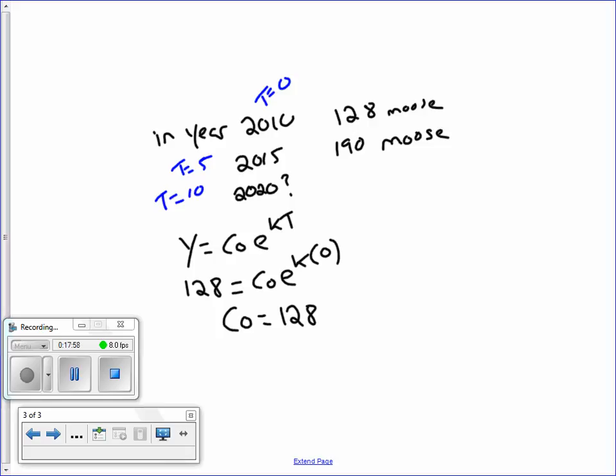But now I've got to put in the k, and I don't know the k. I've got to find the k now. I'll get that from the second pair. For the second one, y equals c sub 0 e to the kt. I know my population is 190. I can put that in. I know c sub 0 is 128. What else do I know? The e to the kt, and t is 5.